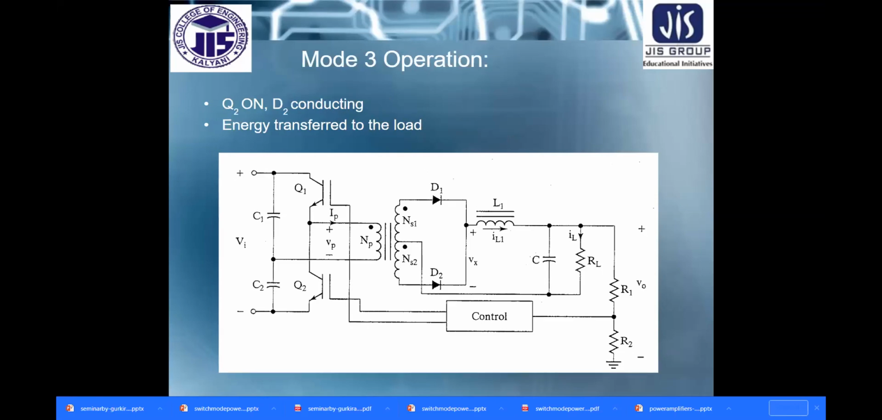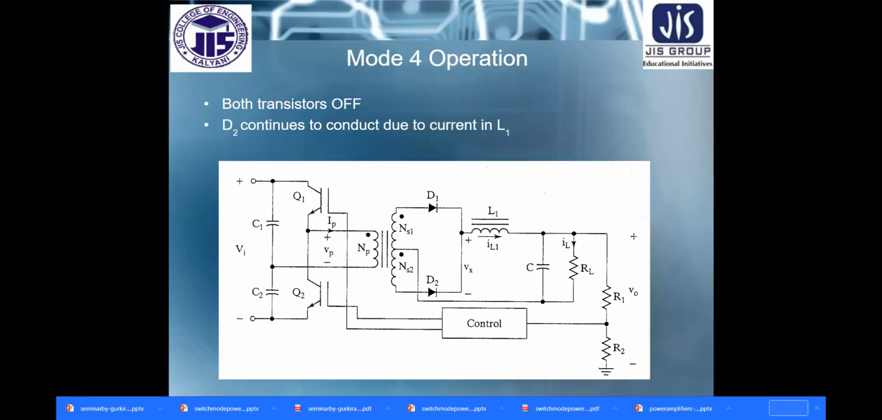In mode 3 operation, Q2 is kept on, D2 is conducting, and energy is transferred to the load. I'm not asking you to draw all these figures because you don't need to draw all these things in such detail, this is not required. These are all for your study, but in exam only the main circuit will be required. Mode 4 operation, both transistors will be off. D2 continues to conduct due to current in L1.